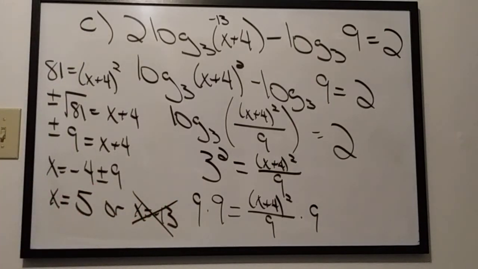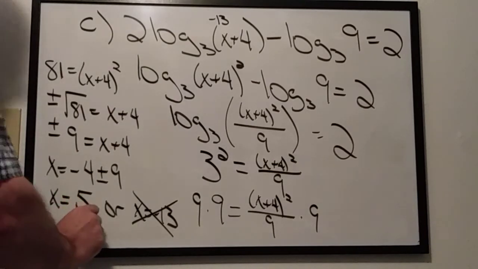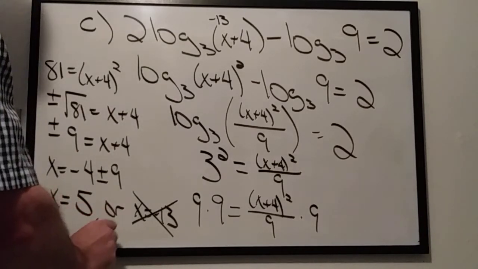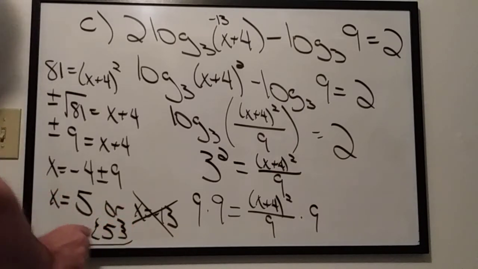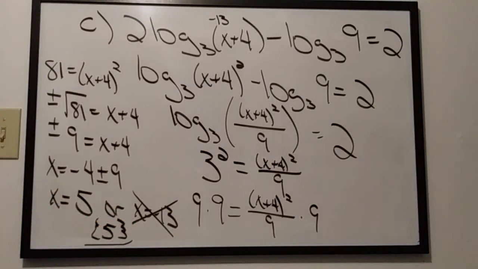But again, your author likes to go ahead and just use the solution set to demonstrate the fact that he's checked. So let's do that. I'm going to say that I have a solution set that contains then the only number that is a true solution, 5. And we're done with the problem.